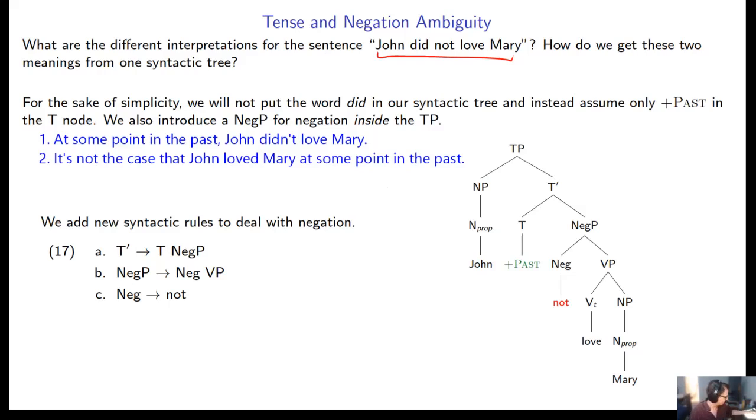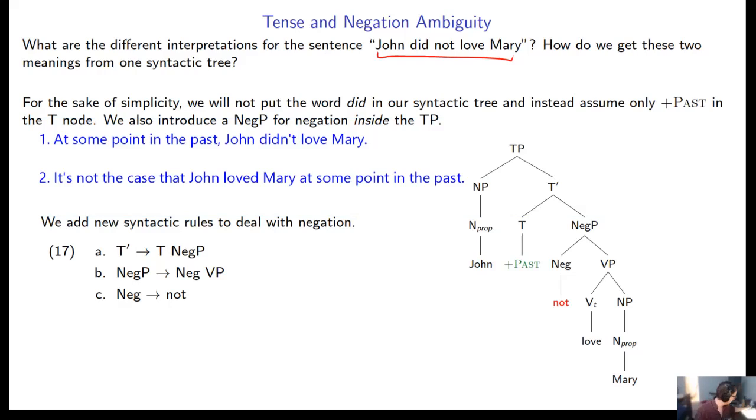Now, these have different meanings, and let me space these out a little bit just to draw what this means. Okay, so if we do a little timeline here, here's now with our red mark here. So the first interpretation says at some point in the past, John didn't love Mary. So we could say at this point here, there was no love. So I'll put a little heart with a cross through it. Okay, so that's one interpretation.